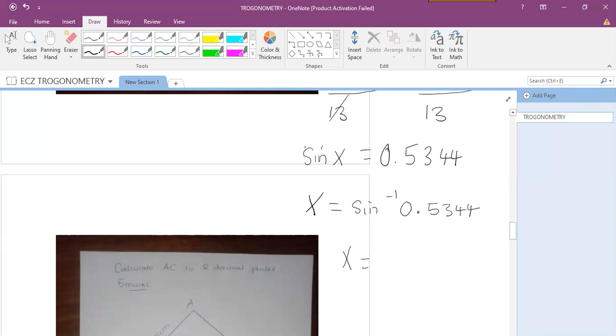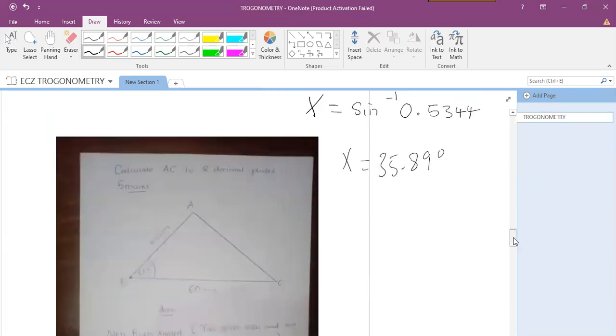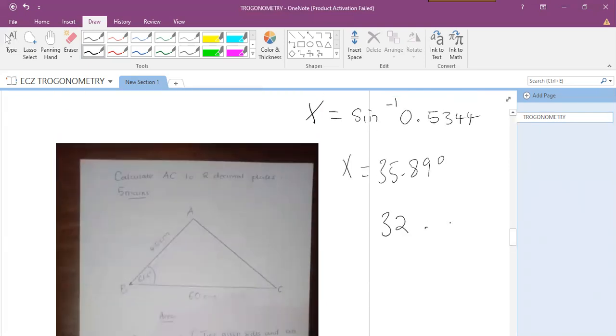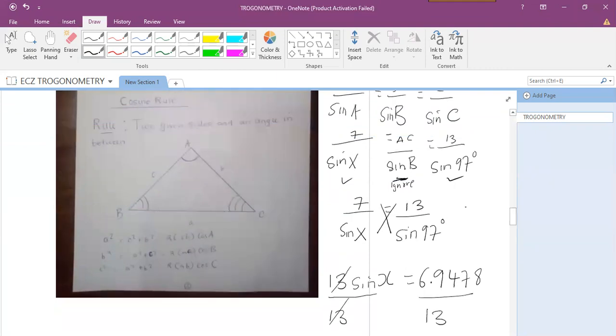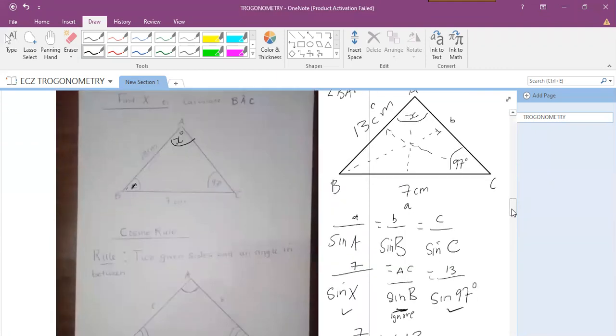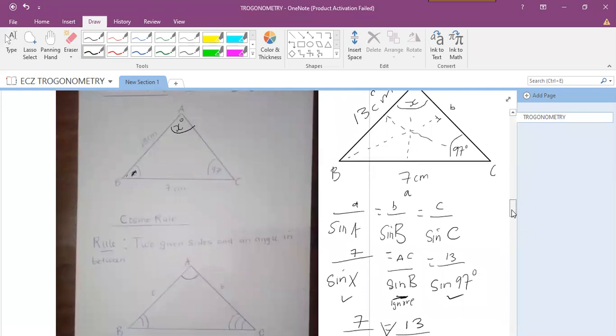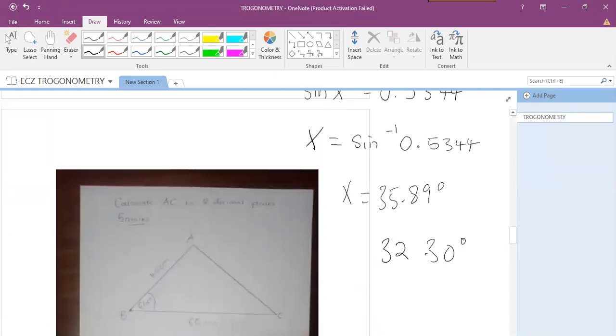What are we getting? 35.89. How come our calculators are disagreeing? So my answer is 32.30 degrees. Maybe it's because I'm using the phone calculator, but this makes sense. So our angle there is 35 degrees, or 36 degrees if you want to round it off. Yeah, we can just say 36 degrees because one of the angles here has been given with no decimal place, 97 degrees. So we'll just round it off to 36 degrees.